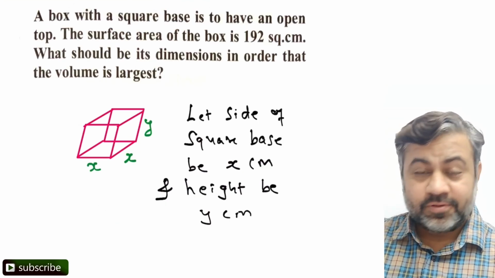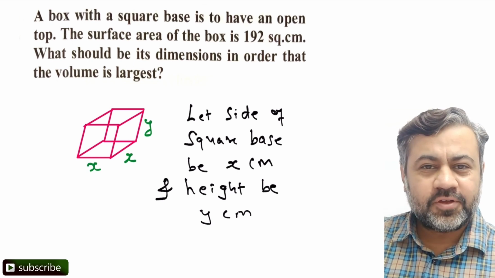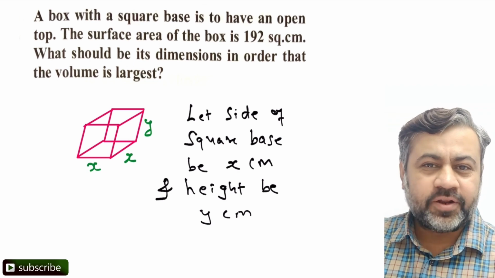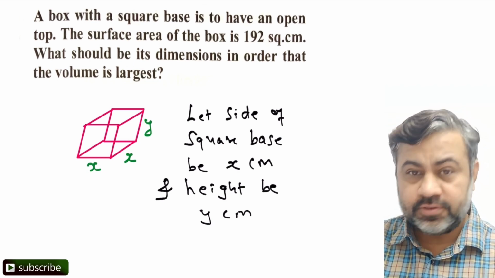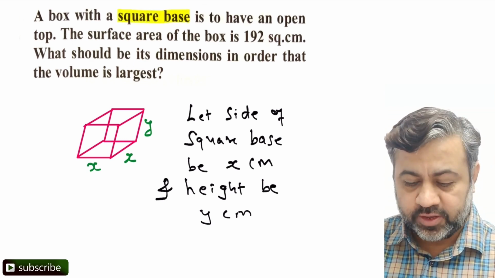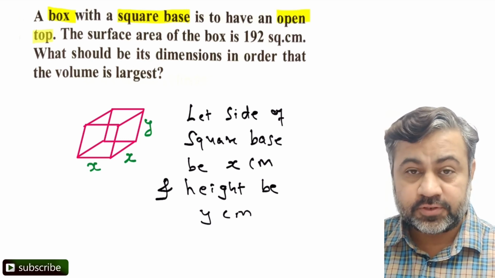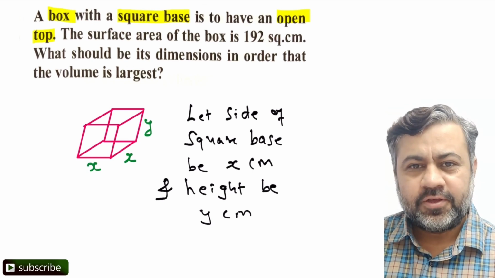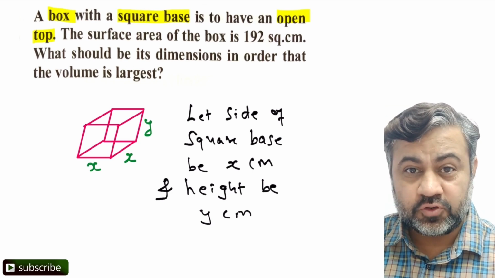So question number 1, let's understand the question first. In most of the questions from this section, you have to spend good enough time to understand the question. My question here is: a box with a square base is to have an open top, and that's the first condition which you need to understand. That's a box where there is no top. So that's the first thing which you notice.